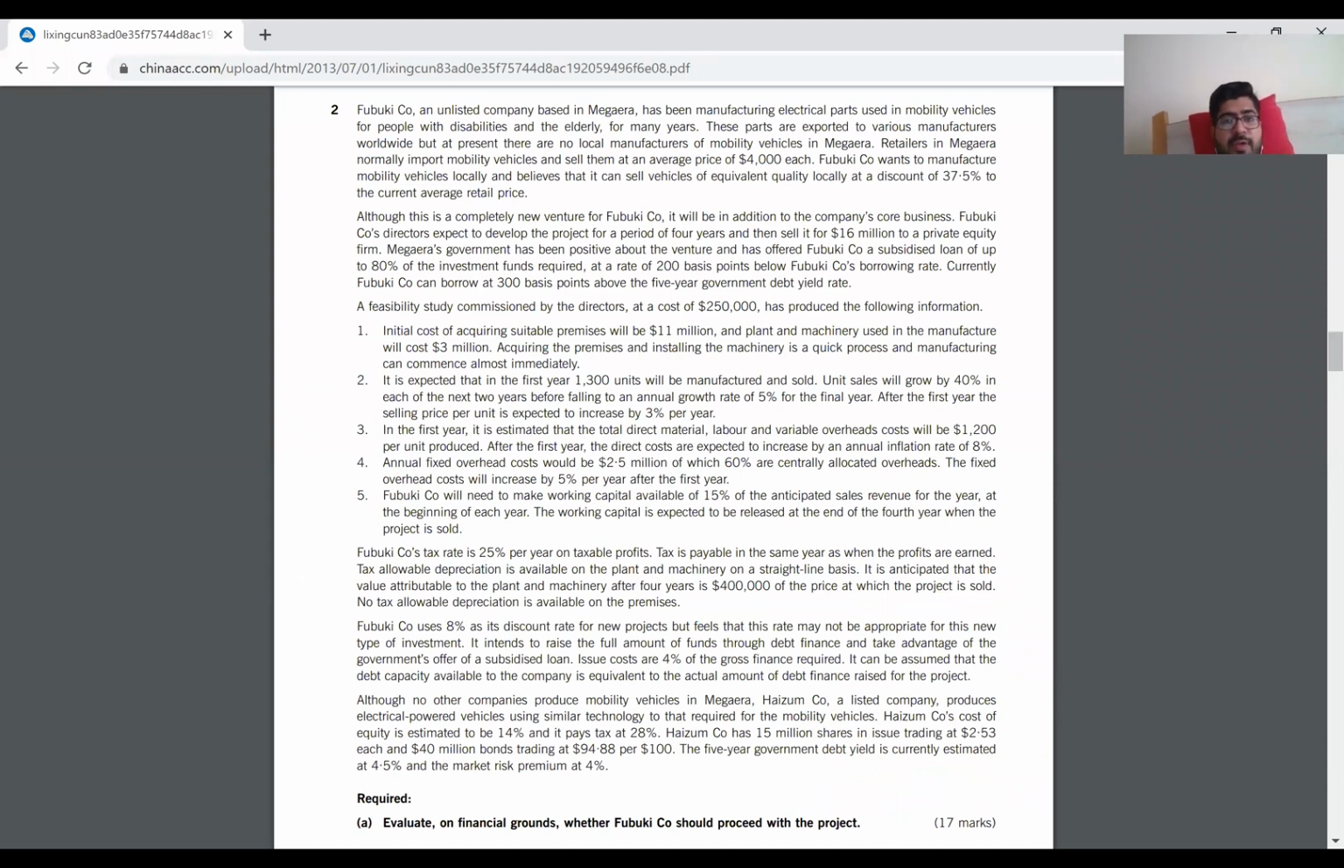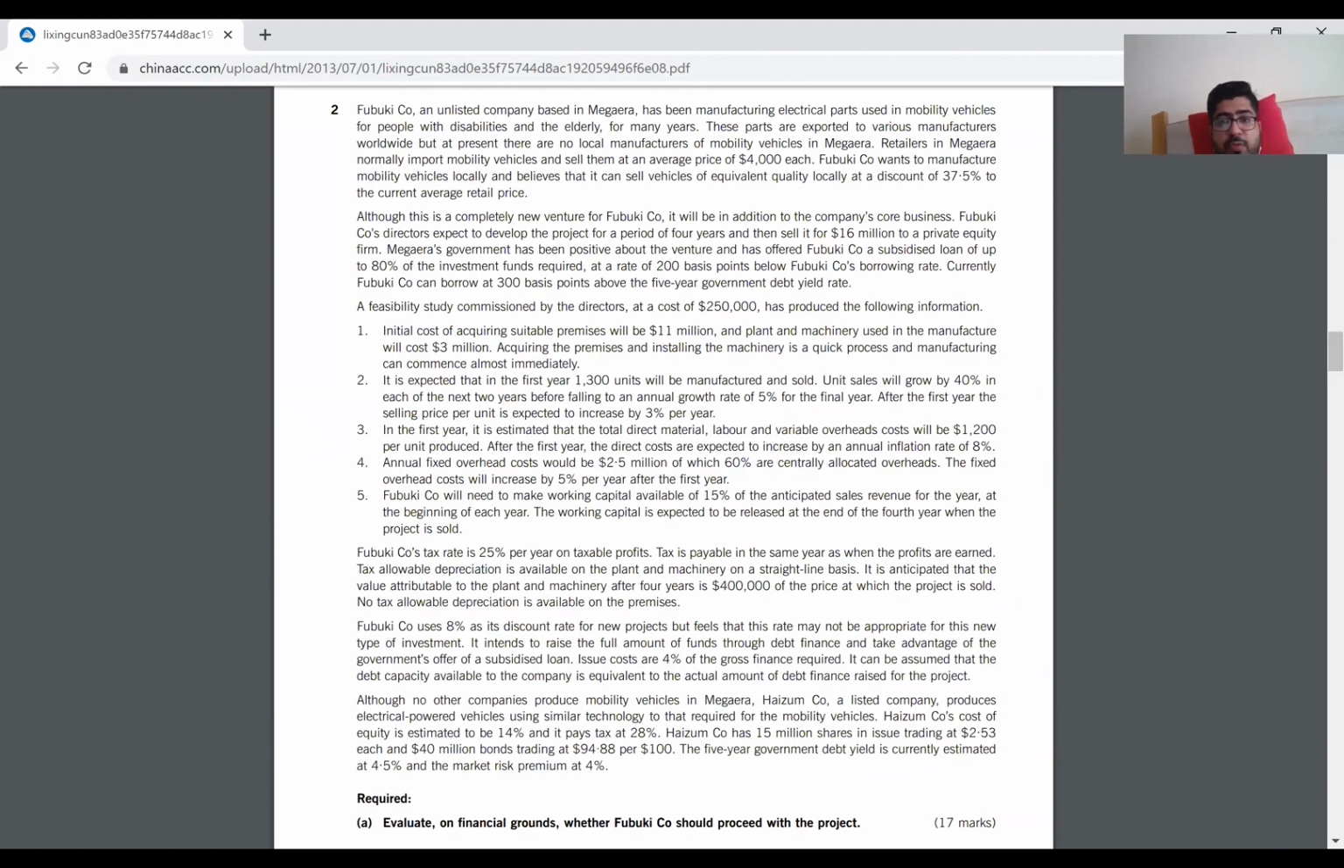So Fubuki wants to manufacture mobility vehicles locally, and believes it can sell vehicles of equivalent quality locally at a discount of 37.5% to the current average retail price. Now, although this is a completely new venture for Fubuki, it will be in addition to the company's core business. Fubuki's directors expect to develop the project over a period of 4 years and then sell for 16 million to a private equity firm. Megara's government has been positive about the venture and has offered Fubuki a subsidized loan of up to 80% of the investment funds required at a rate of 200 basis points below Fubuki's borrowing rate. Currently, Fubuki can borrow at 300 basis points above the 5-year government rate.